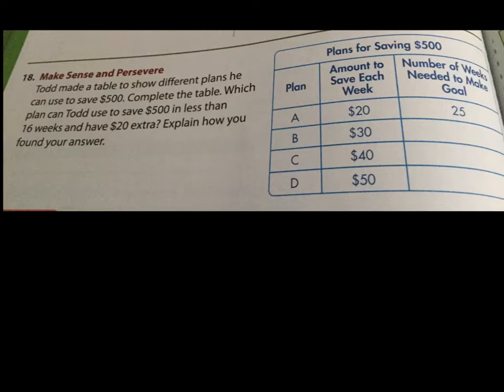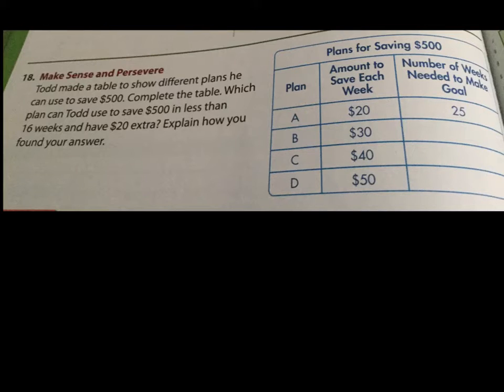Let's look at another story problem. Todd made a table to show different plans he can use to save $500. Complete the table. Which plan can Todd use to save $500 in less than 16 weeks and have $20 extra? Explain how you found your answer.